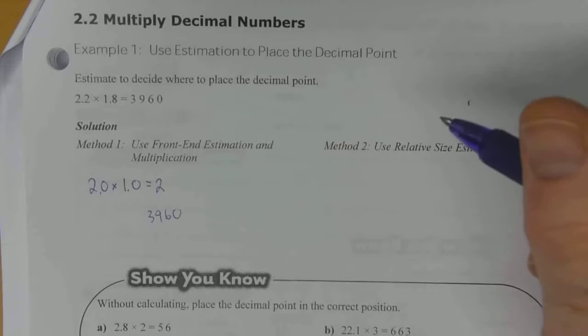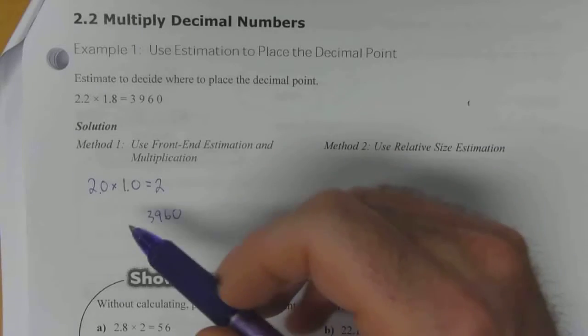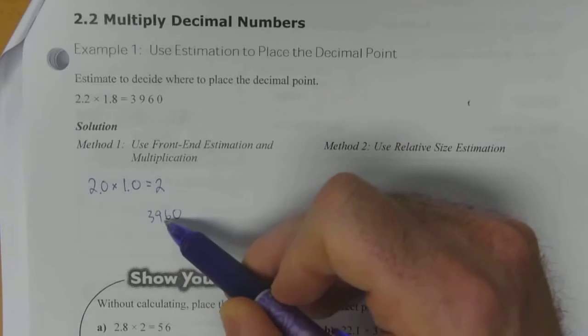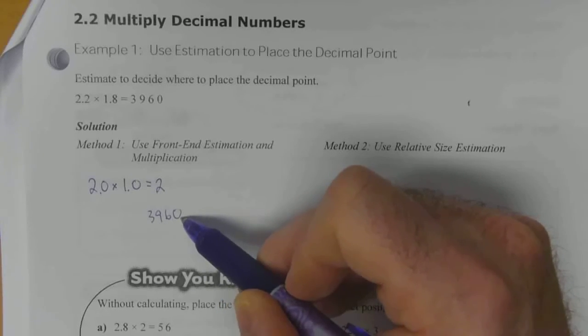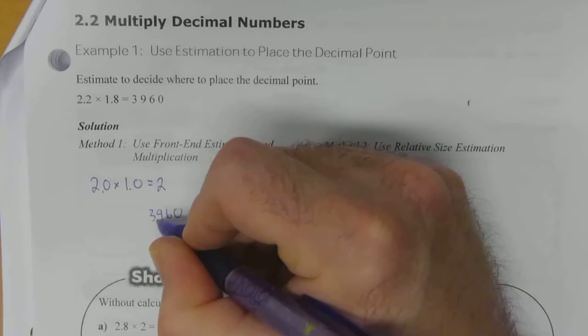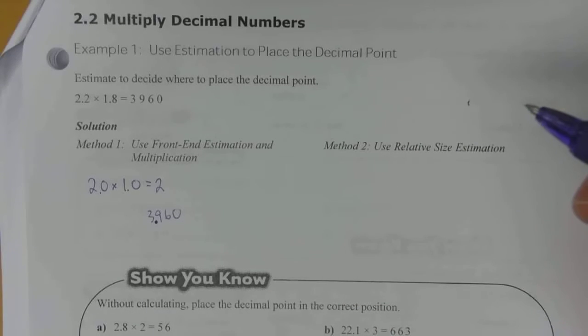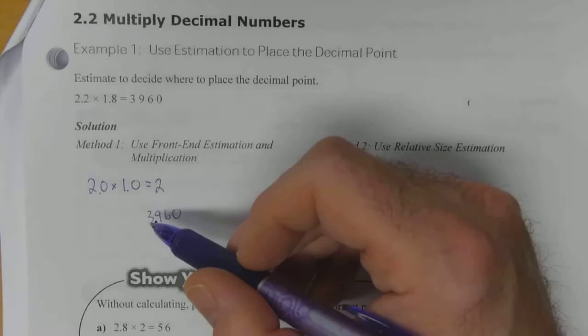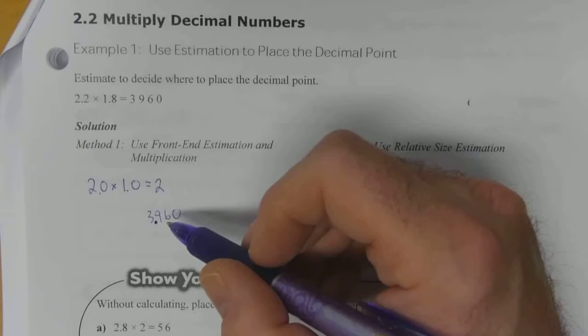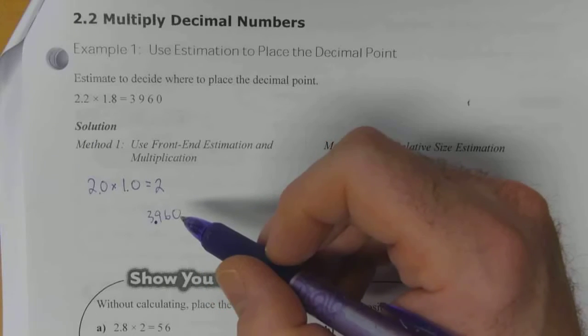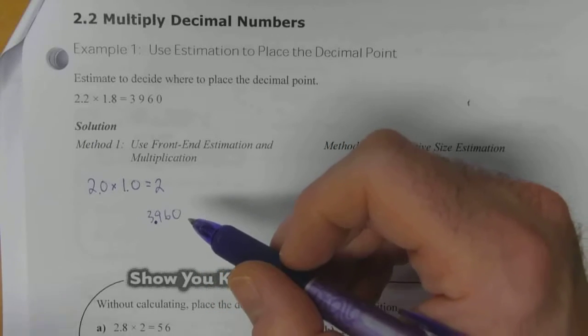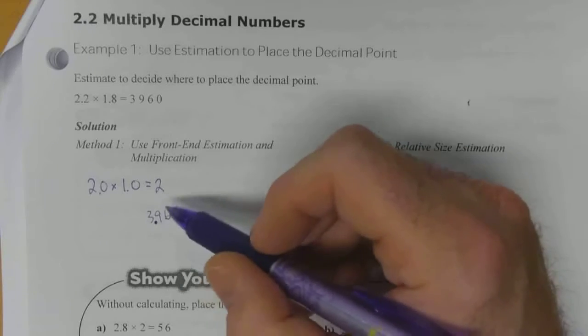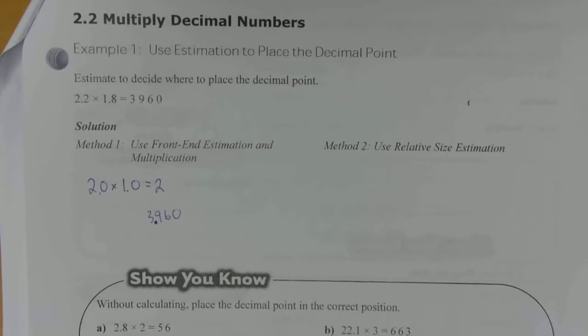3960, the best way to get that close to a 2 would not be putting the decimal in front here, or here, or here, or here. It's going to be putting it right there between the 3 and the 9. It gives us an answer that's close to 4, which is kind of close to 2. 0.3 would be way less than 1. 39.6 is way too high. 396 would be higher. 3,960 would be higher yet. So this is the logical place to put our decimal using front-end estimation.